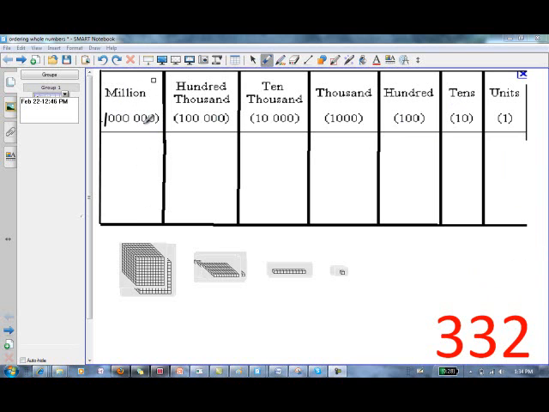So this is the millions column, this is the hundred thousands column, this is the 10,000 column, this is the thousands column, this is the hundreds column, this is the tens column, and this is the ones column. And these are our base 10 blocks here. We know that this represents 1,000, we know that this represents 100, and this represents 10, and this represents 1.